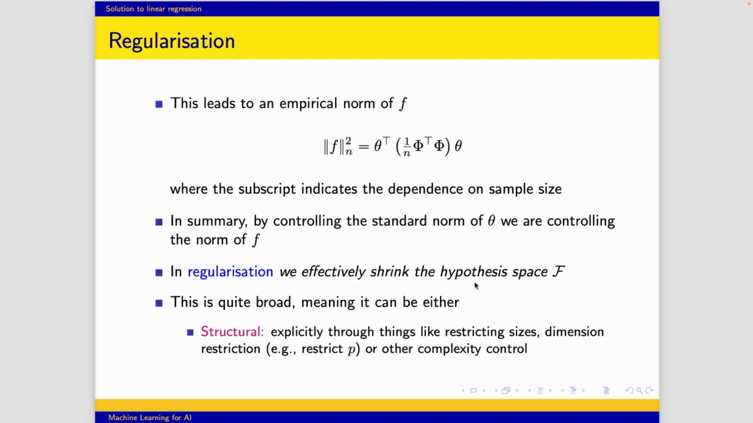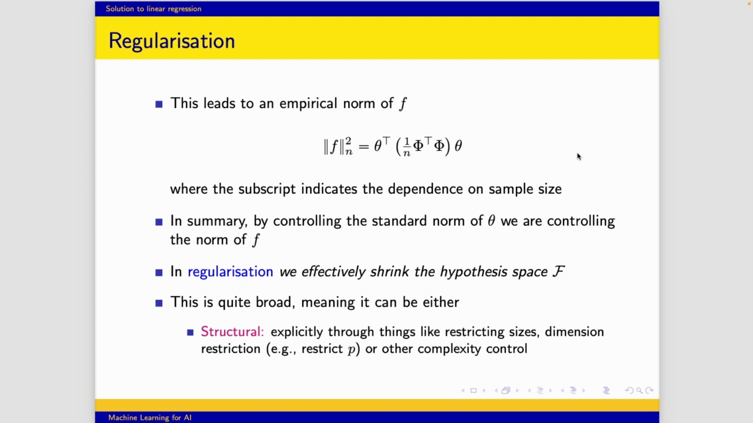Well, there are two main ways. One we can call structural. And in structural regularization, what we do is we restrict or shrink the size of the hypothesis space explicitly. So restricting the sizes of the functions that we can have, restricting the dimension of the space, so things like restricting P, or other controls like something we will look at later, cost complexity pruning.